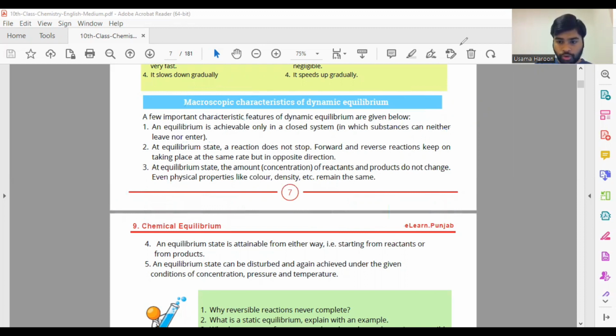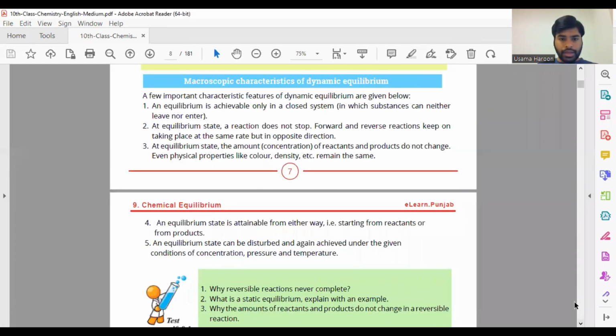Now, towards the fourth point: an equilibrium state is attainable from either way, starting from the reactants or from the products. You can start from the reactant side, the left side, or we can start from the right side. You can attain equilibrium from either way.